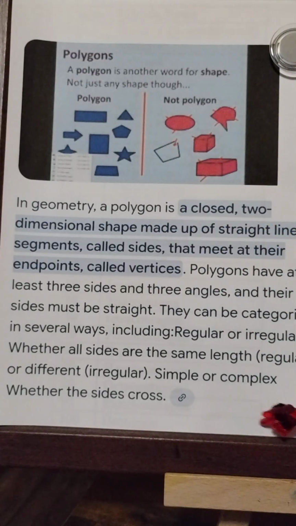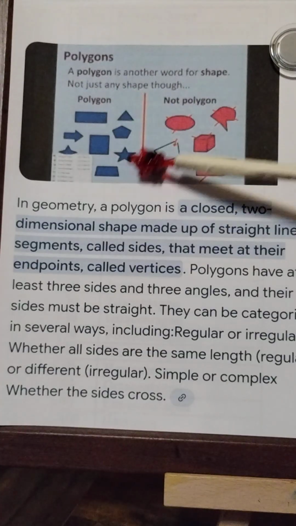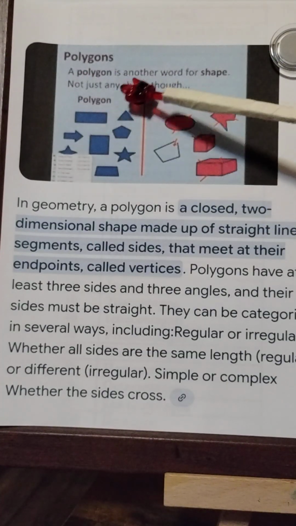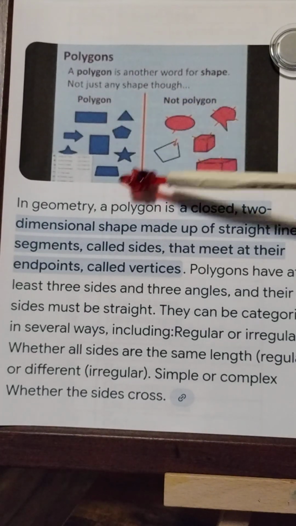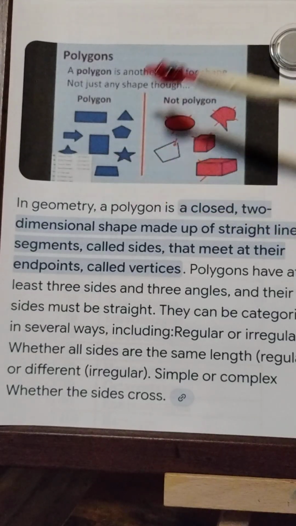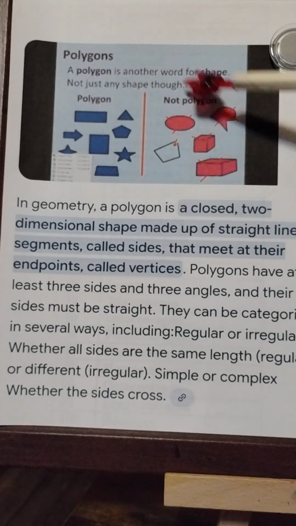I normally stop at 10 for my kids in preschool and VPK. In VPK, yeah, I normally stop at 10, the decagon. So I just want to introduce polygon, and it's another word for shape, not just any shape though. Polygons are these kinds of shapes, not these. These are not polygons over here. You see these shapes? They're not polygons.